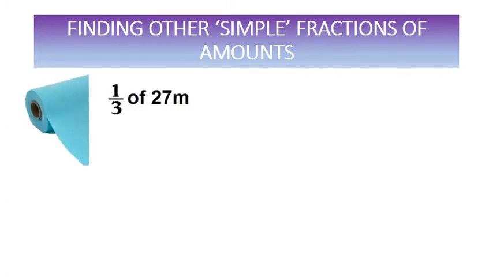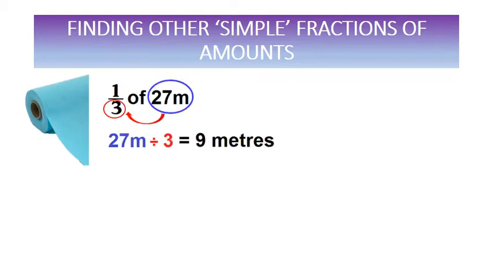So imagine we've got a roll of cloth that measures 27 metres and somebody says, well, I'd like to have a third of that, please. So thinking about the method that we've just used, the way we would calculate this is to take the 27, divide it by 3, and there's our answer. So 9 metres is 1/3 of 27 metres.